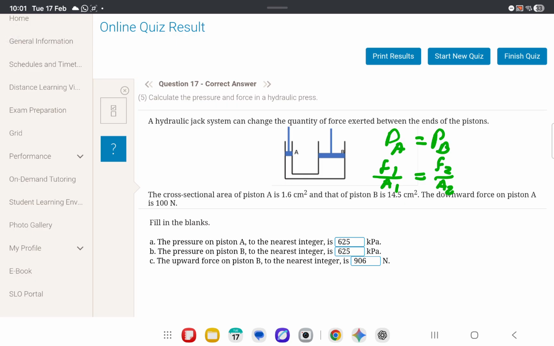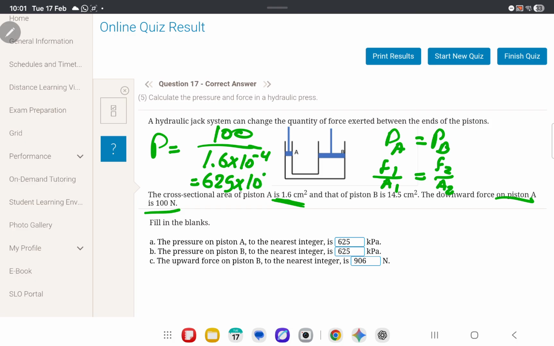Why? The pressure on piston A. Pressure is force over area. I know that the downward force is 100 newtons. My area is 1.6 centimeters squared, but I want to change it to meters squared, so I'm going to do times 10 to the power of minus 4. Remember. Doing this will give you 625,000 Pascal. So I'm just going to write 625 times 10 to the power of 3 Pascal. Now remember, 10 to the power of 3 means kilo, so this becomes 625 kilopascal.